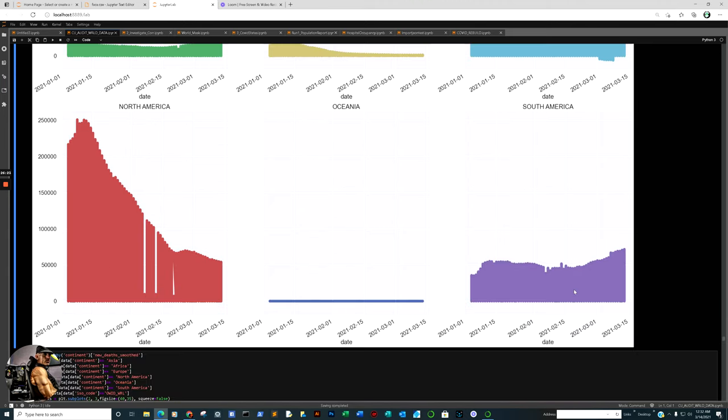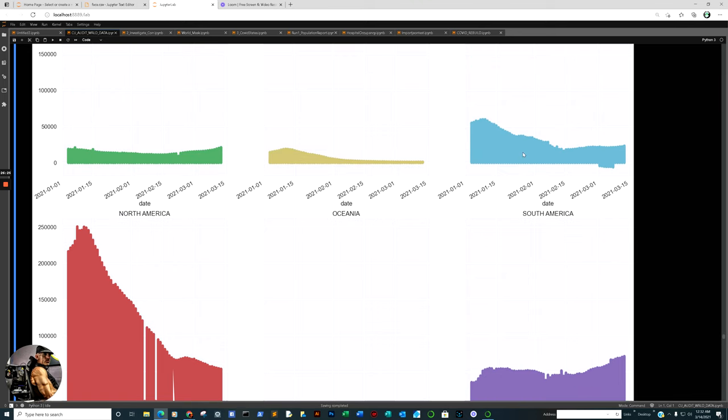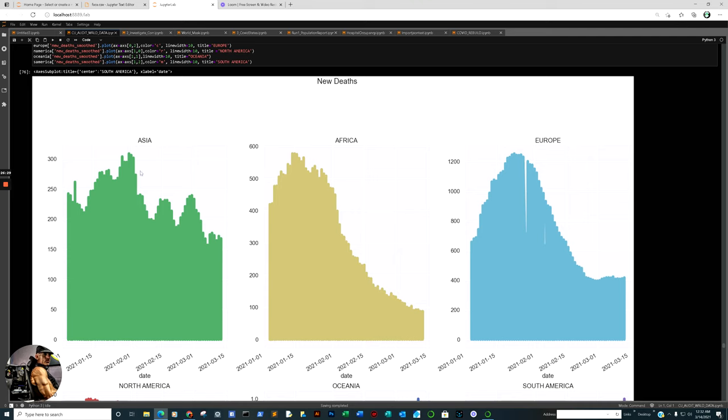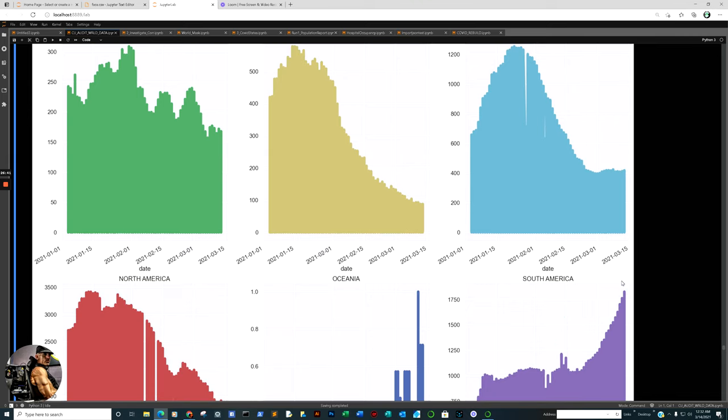And there we are. But this gives you a good comparison as far as how the rest of the world sees it. New deaths: 300 per day in Asia, down to about 160, 170. Africa's now down below 100. Europe, about 400, a little around there.